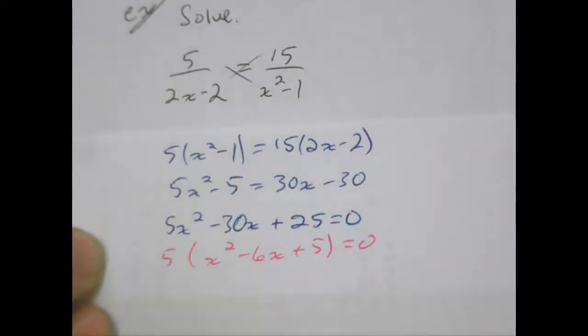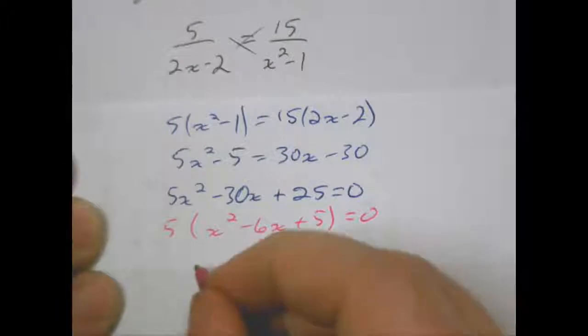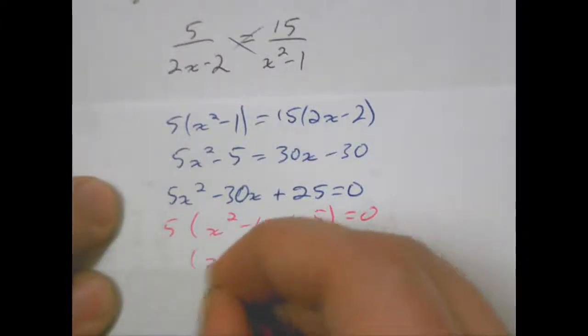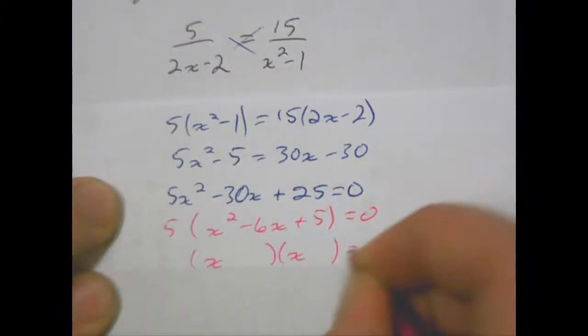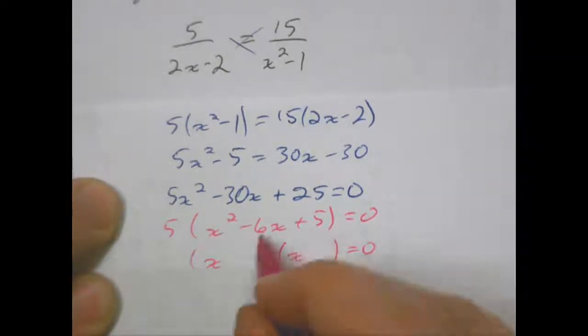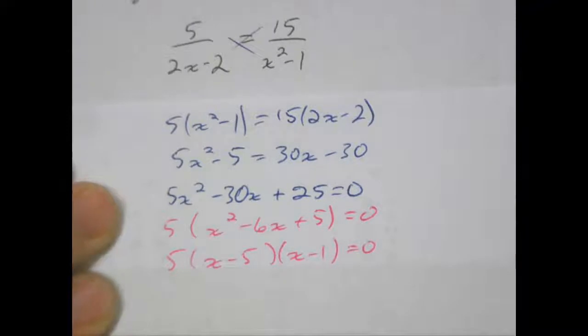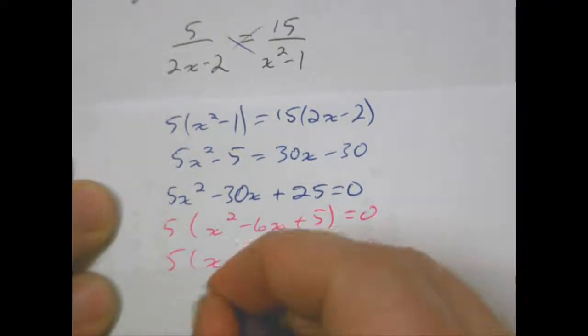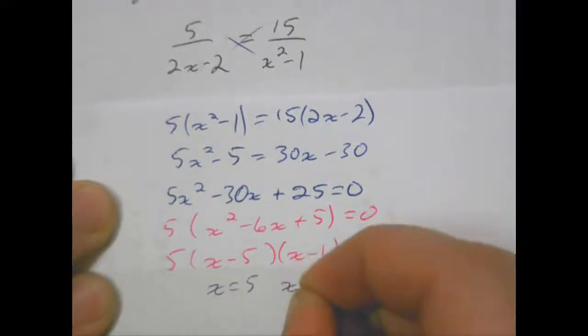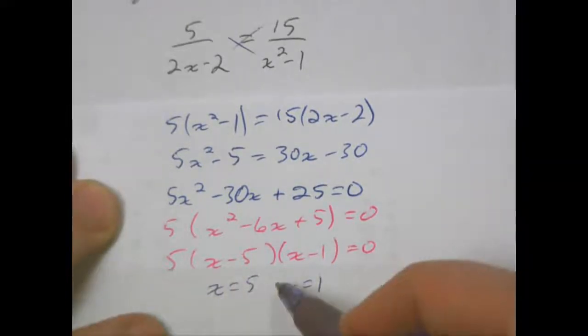And now this is super easy to factor. So if I have x and x equals 0, multiplies to be 5, adds to be negative 6, so minus 5, minus 1. Still have the 5 on the outside, but it will not affect our solutions. So now from those, we have solutions of x equals 5 and x equals 1. Now go back and check your solutions.